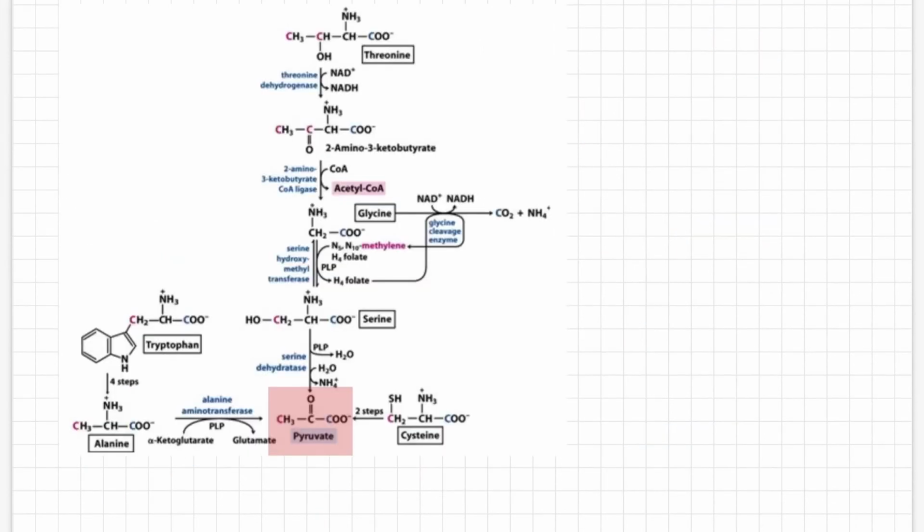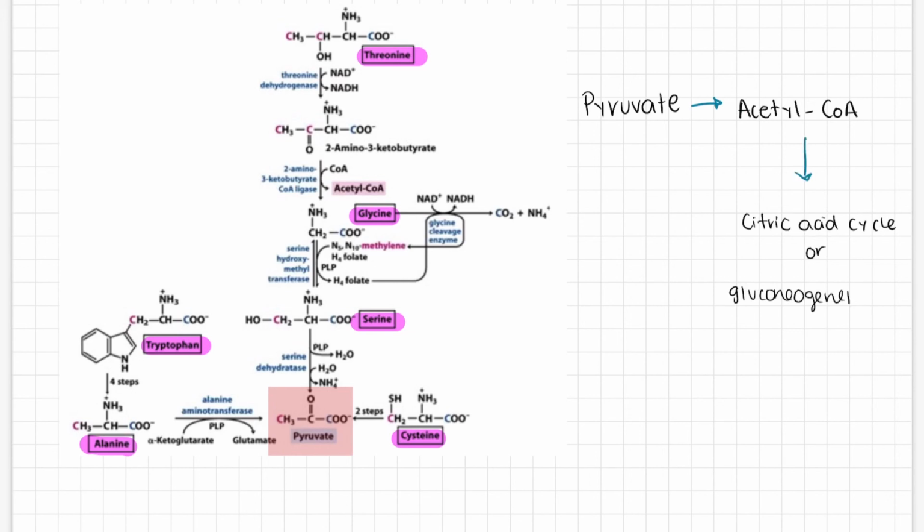The carbon skeletons of 6 amino acids become totally or partially pyruvate. These amino acids are alanine, cysteine, glycine, serine, threonine, and tryptophan. Pyruvate is very important because, as we already know, it helps us to generate glucose, and it can also be transferred into acetyl-CoA. So this is all for the video today.